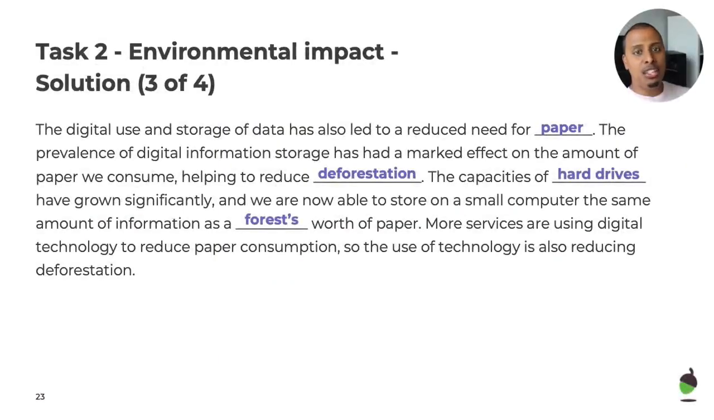The digital use and storage of data has led to a reduced need for paper. The prevalence of digital information storage has had a marked effect on the amount of paper we consume, helping to reduce deforestation. The capacities of hard drives have grown significantly, and we are now able to store on a small computer the same amount of information as a forest's worth of paper. More services are using digital technology to reduce paper consumption, so the use of technology is also reducing deforestation.